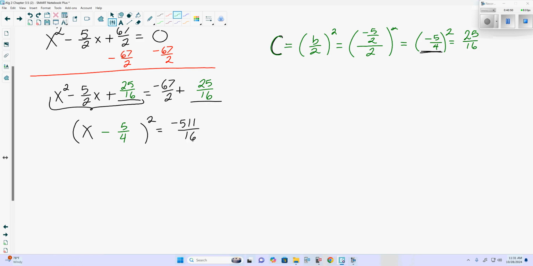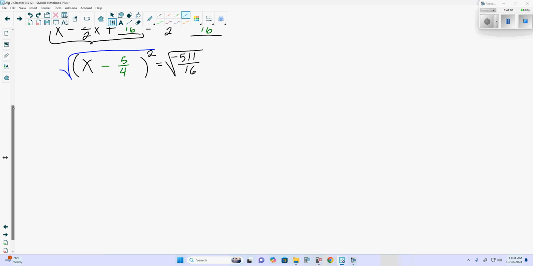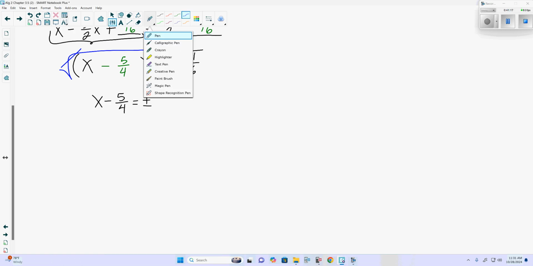Okay. Questions on this so far? At this point here, we're going to square root both sides. Now the left-hand side is nice because our square root and square will cancel. So it tells us x minus 5/4 is equal to plus or minus, we can take the square root of this.